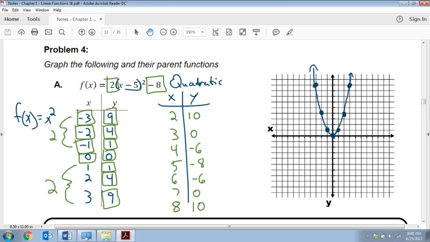Right? So here we go. +2, 10. Well, that's +2 all the way up to the top of the graph. 3, 0. Well, that's way down here. 4, -6. 1, 2, 3, 4, 5, 6. 5, -8. Rather than count all -8, I'm going to start here and just go 2 more down. No sense in counting all those out. 6, negative 6, 7, 0, and 8, 10.